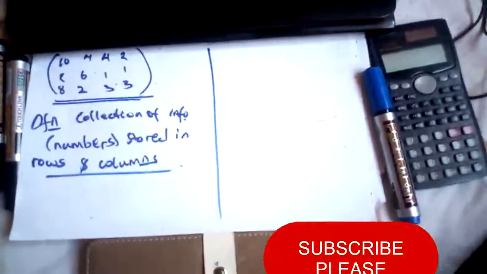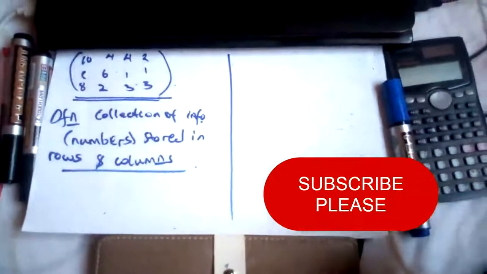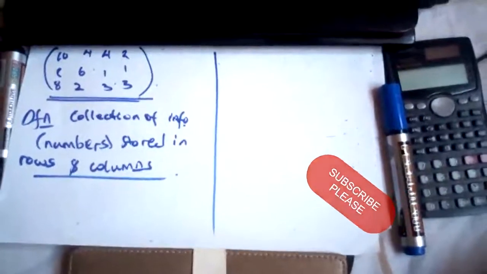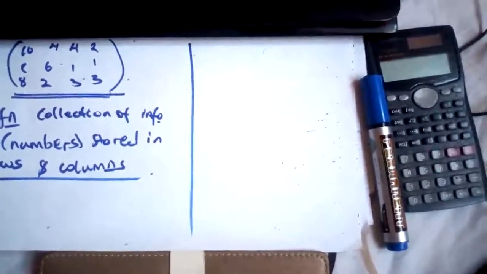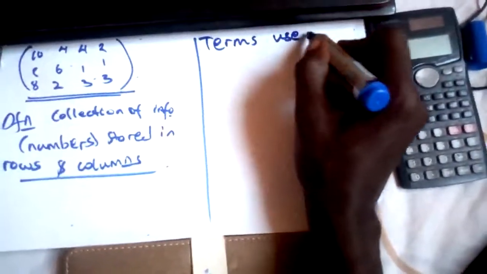Last time we defined a matrix and said that a matrix is a collection of information, numbers, stored in rows and columns. You can store the information in the form of rows and columns, which gives you a rectangular representation of that information, and with the large brackets, you form a matrix. Whenever you find something represented like this, you must know mathematically that it is a matrix. For today, we are going to look at the terms used in matrices.